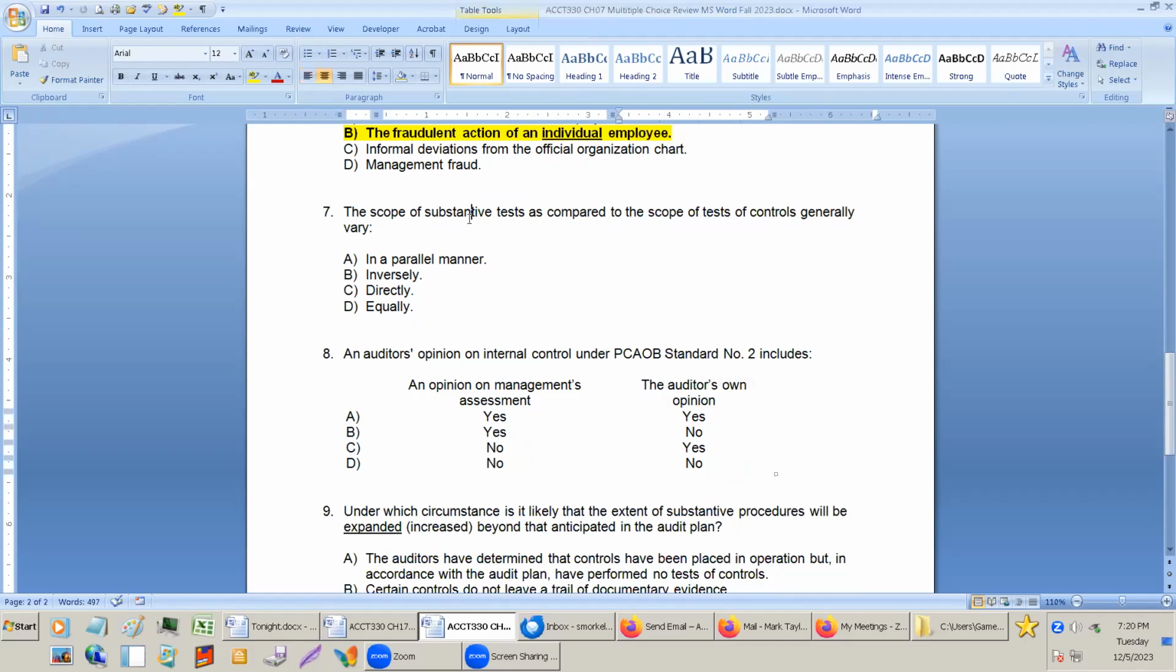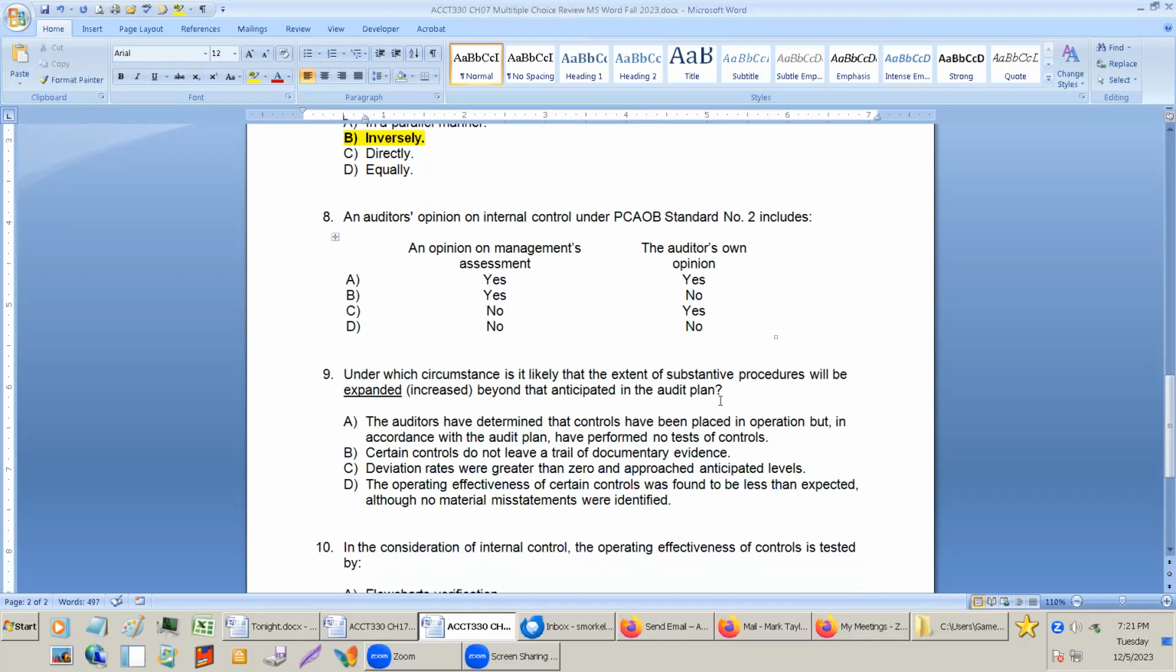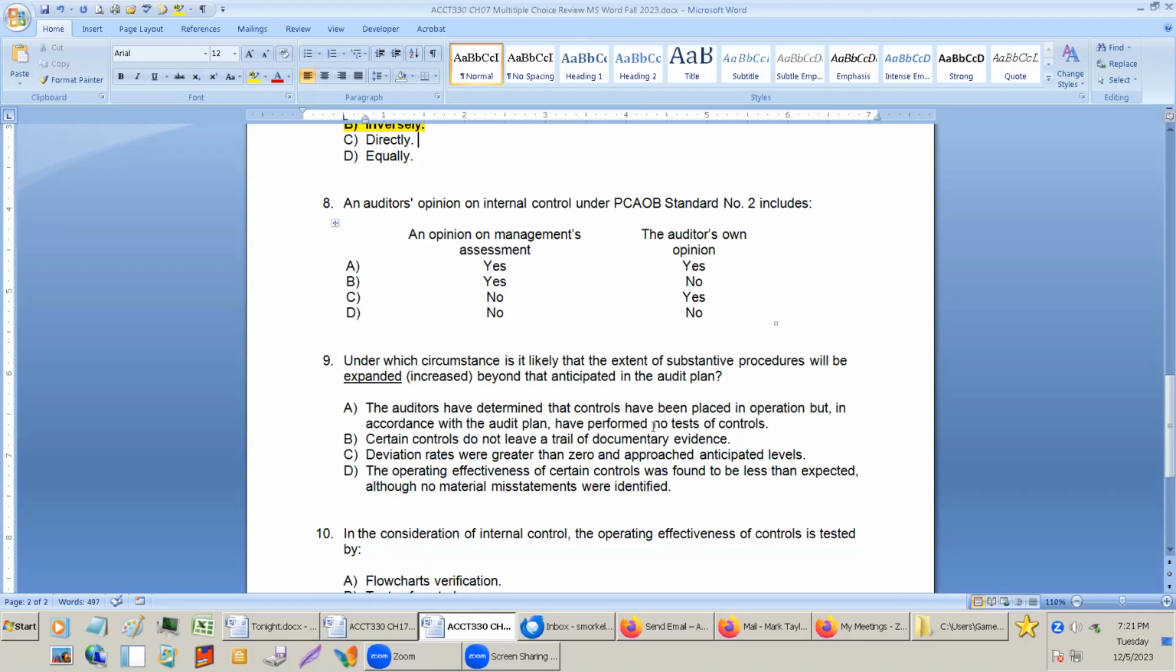Yes, good. This is a tough one. The scope of substantive tests compared to the scope of tests of controls is inverse. I think this question was actually on the CPA exam when I took it. The few ones I remember. Ooh, 8 is a split. 8's a good split, and I'll definitely give it to you. This one's a tough one. And this one I didn't talk about. Maybe now's a good time.